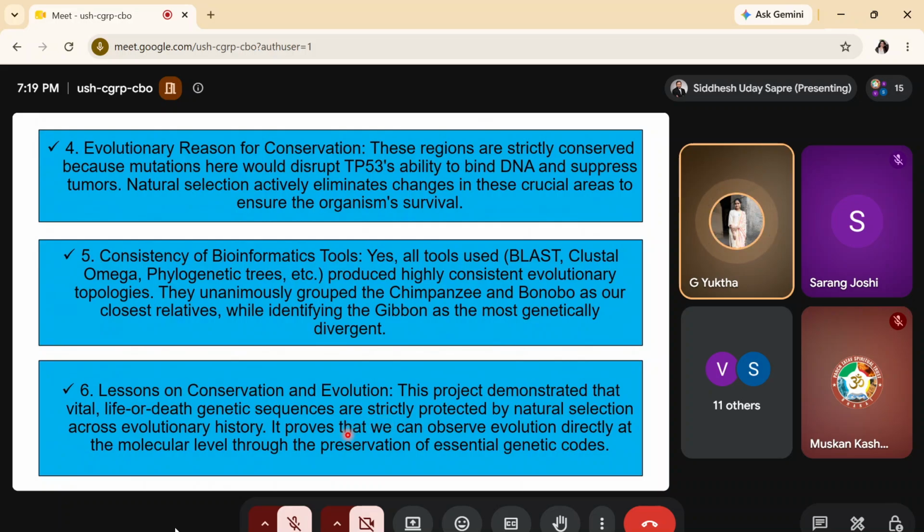So coming to a conclusion, overall, this study demonstrates how bioinformatic tools can be used to investigate gene function and evolutionary relationships. This analysis not just provides insights into the biological importance of the gene, but also shows how sequence conservation can reveal the significance of a gene across different species.